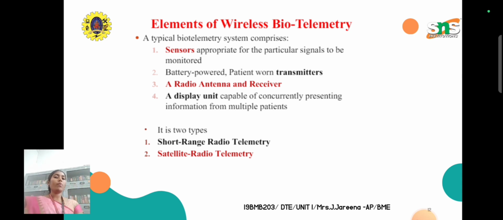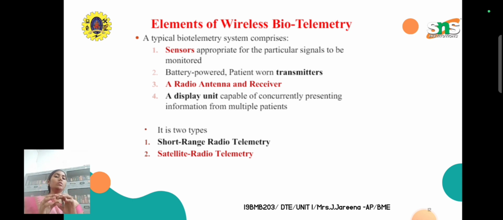If you come to wireless biotelemetry, the same things are used here. The one thing that changes is that here you are going to use an antenna, a radio antenna. So through radiating radio waves, we are transmitting the signal to the other end. The other end also has a receiver antenna that will receive the signals which were radiated by the transmitter antenna, through which the communication is happening.